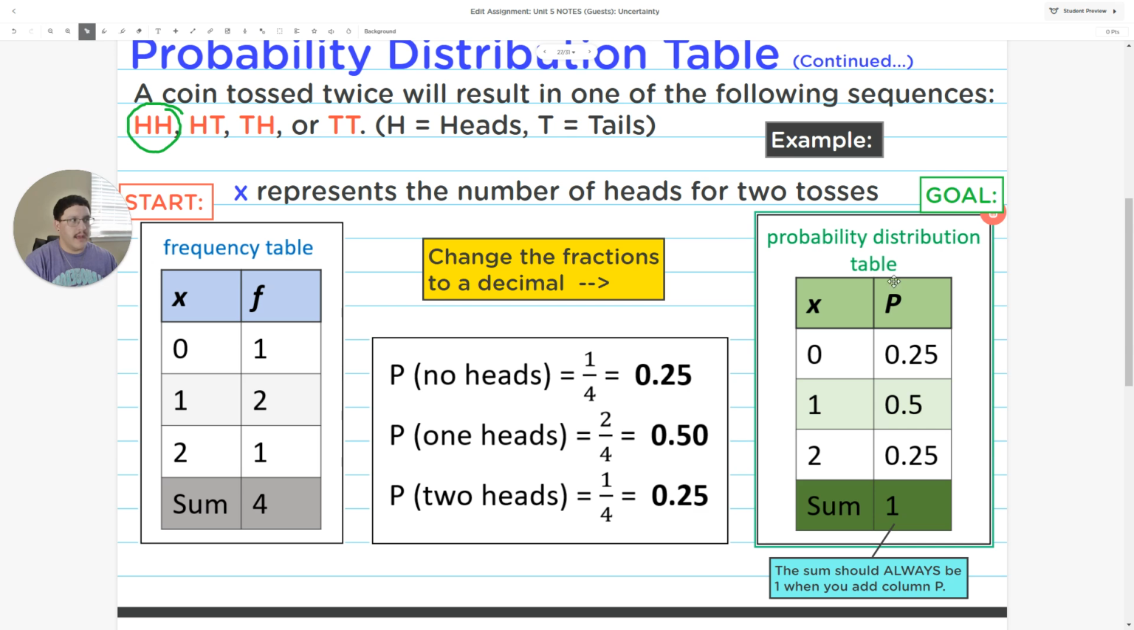And here is the table. The frequency table changed to a probability distribution table. What's the probability of getting 0 heads? 0.25. The probability of getting 1 head? 0.5. Probability of getting 2? 0.25. Instead, the frequency table says, how many times did you get 0 heads? 1. How many times could you possibly get 1 head? 2. How many times could you possibly get 2 heads? 1. So those are the differences between the two.